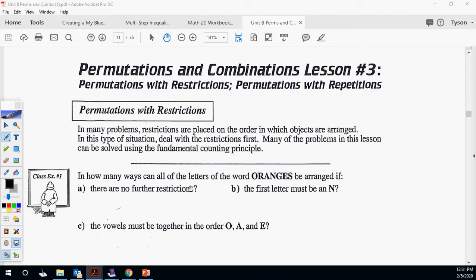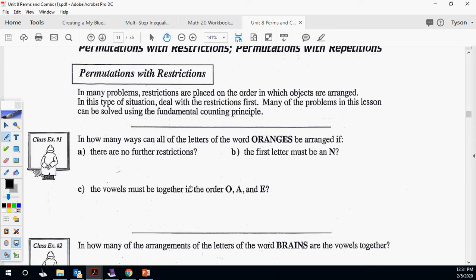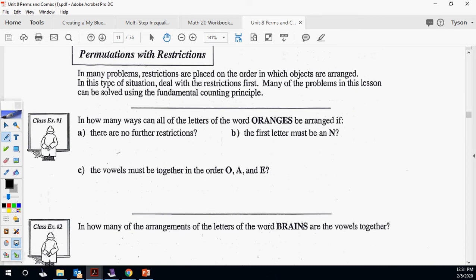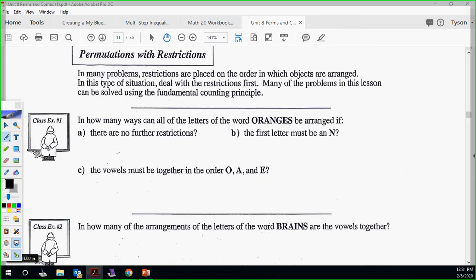In any main problems, restrictions are placed on the order in which objects are arranged. So that's what we're going to talk about first with restrictions, and then we'll get to repetitions. Permutations can be done with permutation notation or the fundamental counting principle. They accomplish the same thing, so if you see things better with the fundamental counting principle, you can use that. There are situations where you do need to know permutations in terms of how to enter those in a calculator. I'm just saying it's flexible between the two, to be honest.